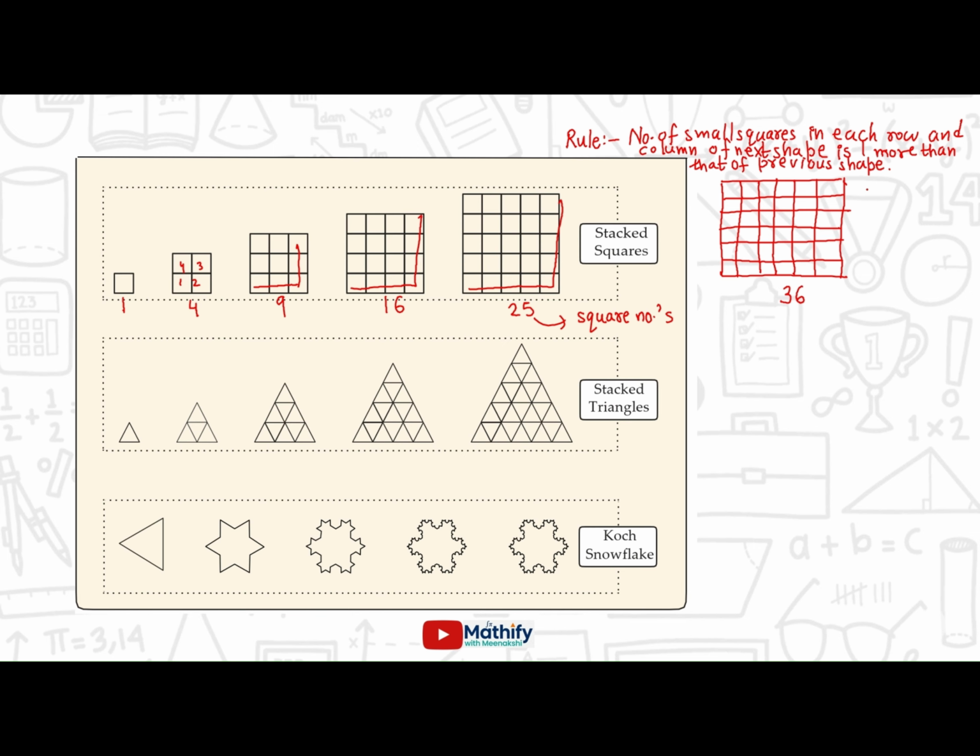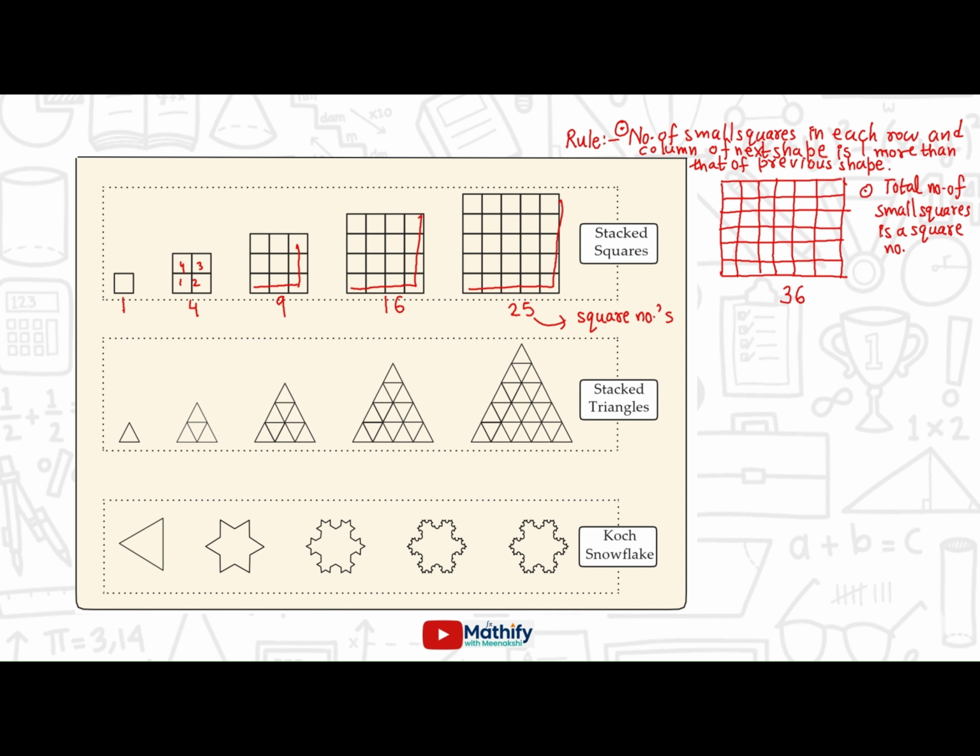And one more thing, you can also write that here we are following two rules. First, the number of small squares in each row and column of the next shape is one more than that of the previous shape. And second, the total number of small squares is always a square number. I'm talking about in each shape.